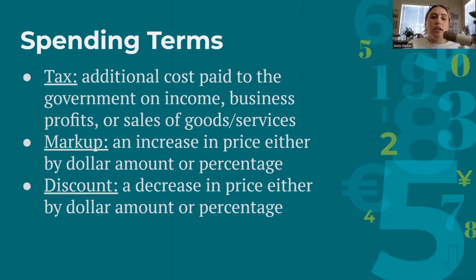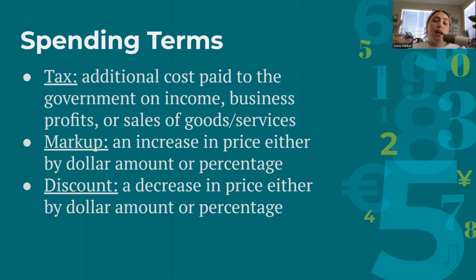Okay, the next category is all about spending. One of my favorite things to do, spend money. So one thing that does occur a lot of times when you spend money is you have to pay a tax. So a general tax across the board is any additional cost paid to the government, based on your income, business profits, or sales of goods and services.